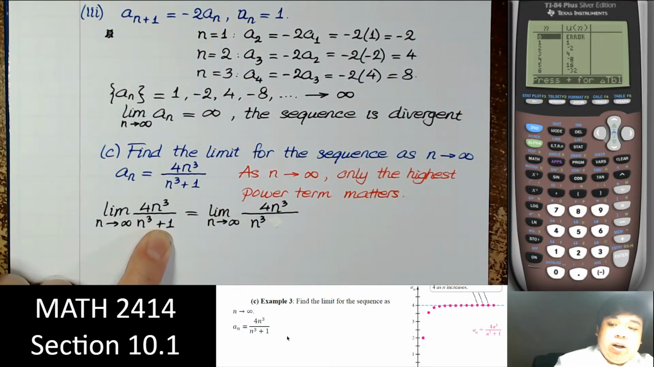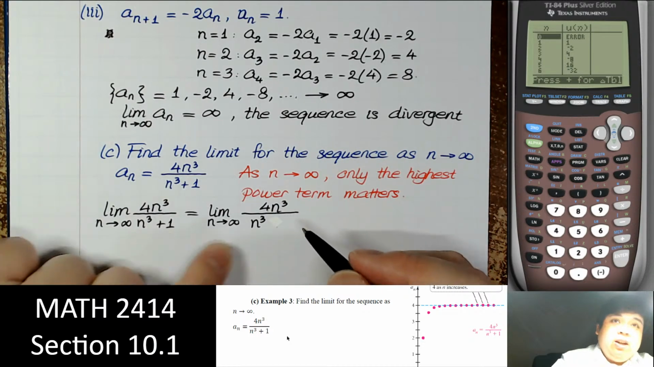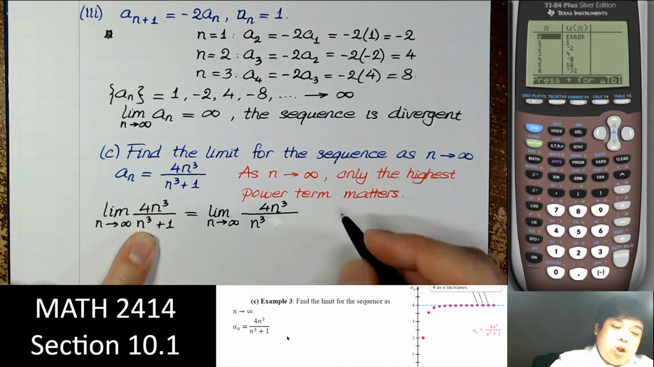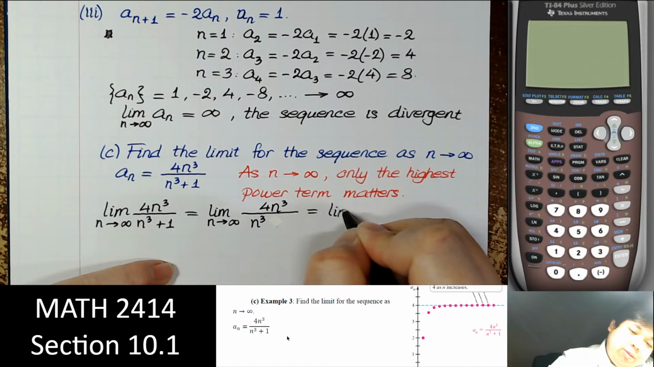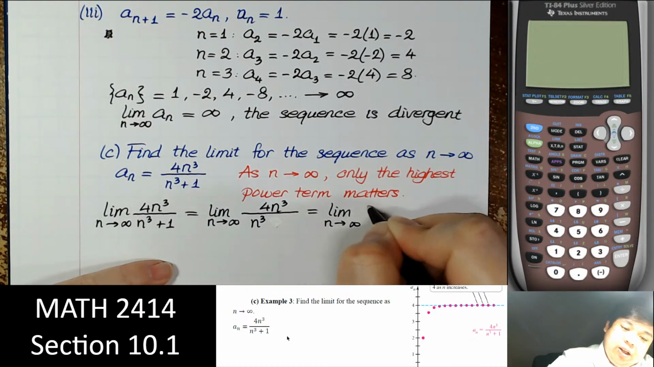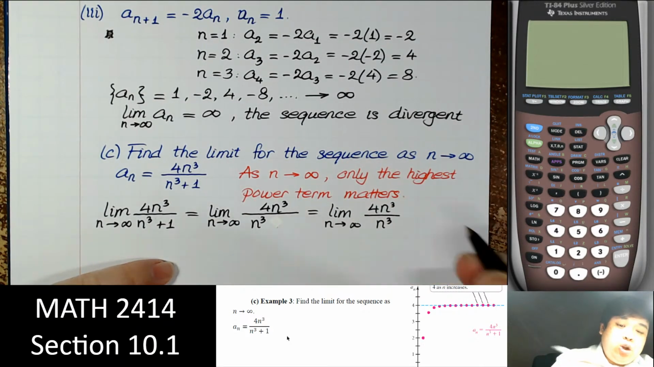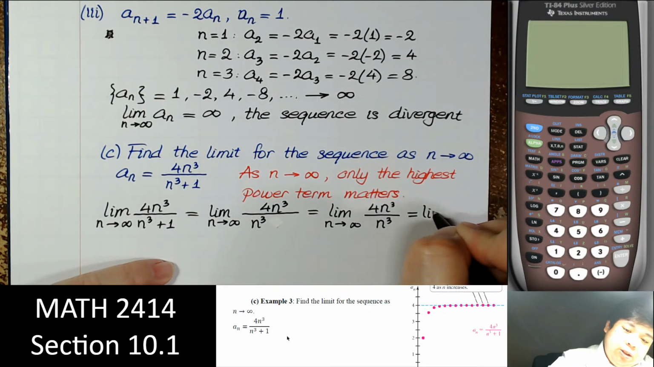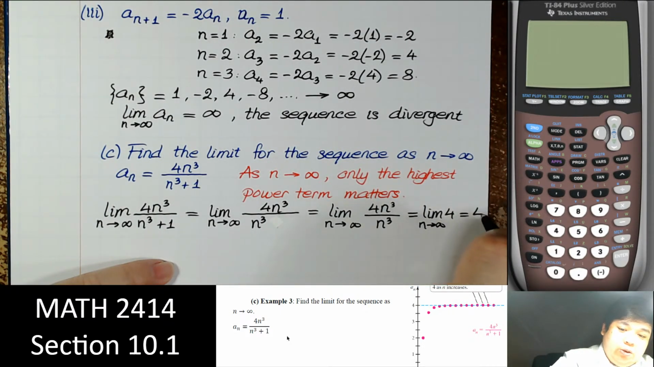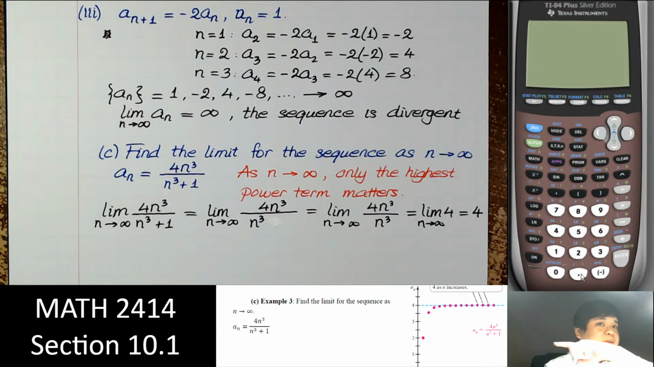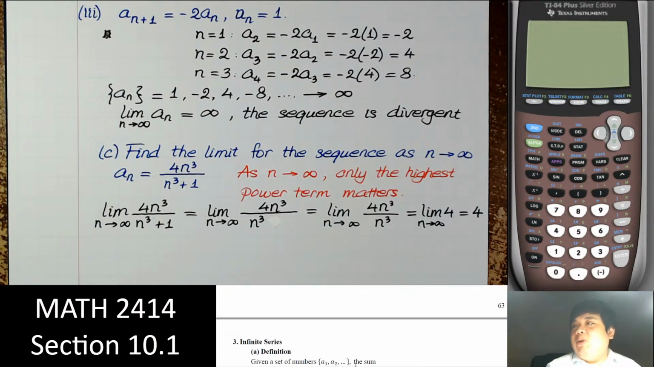So we're just going to drop the 1 because infinity plus 1 is still infinity. So we just take the highest power, the n cubed. In that case, we have the limit as n goes to infinity of 4n cubed over n cubed. N cubed and n cubed cancel out. We just have the limit as n goes to infinity of 4, which is equal to 4. Now if we have the graph like we have on this side, at n goes to infinity, the sequence goes to 4. Right, so simple enough.